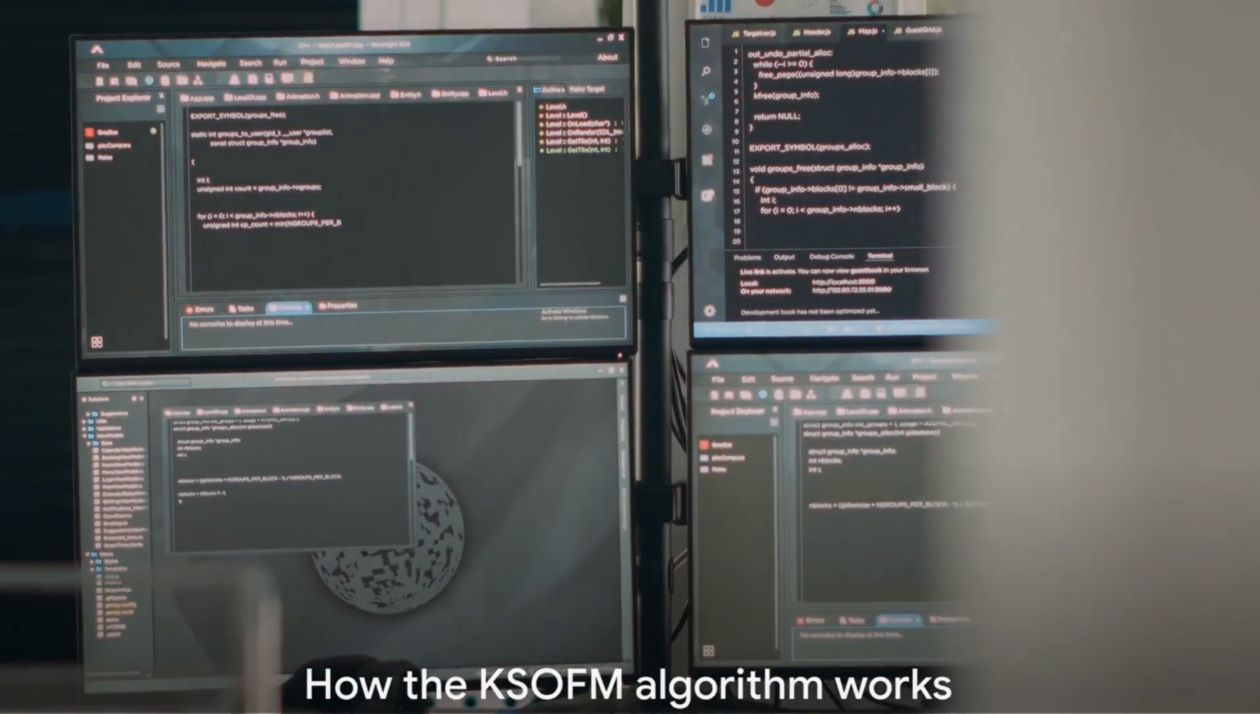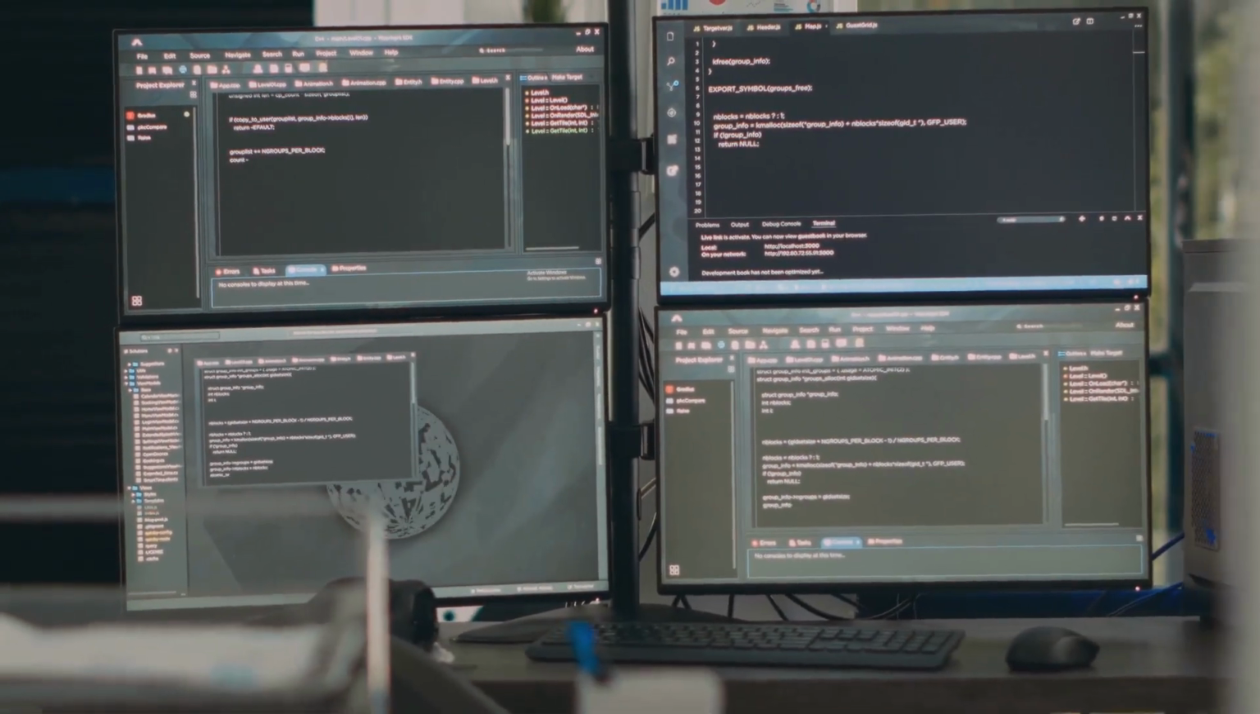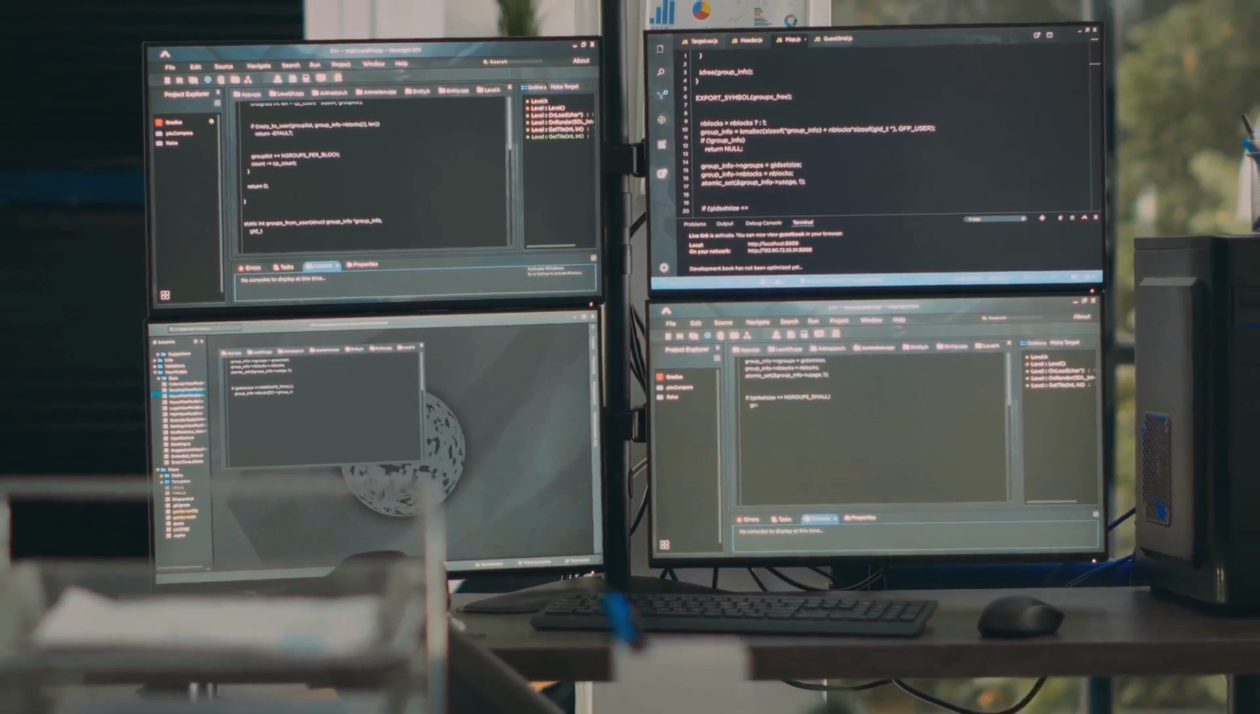This map aids in visualizing high-dimensional data, which is why KSOFM holds a significant place in the realm of data analysis and pattern recognition. So, how does this sophisticated algorithm work? Well, it's a systematic process that takes place in a series of steps.